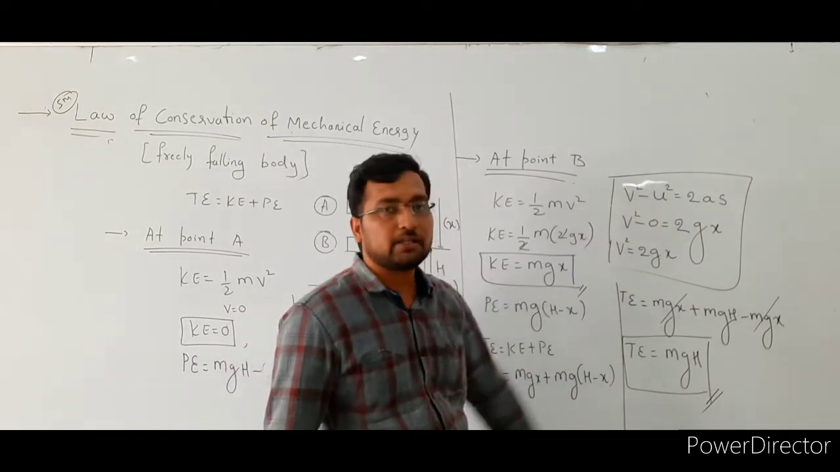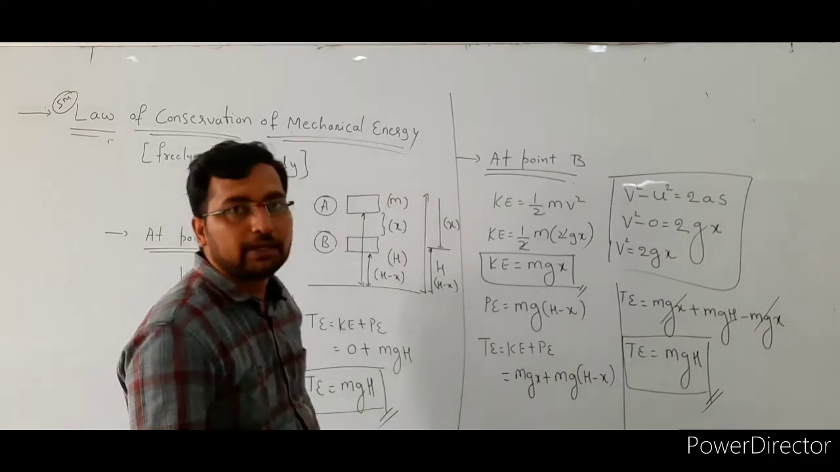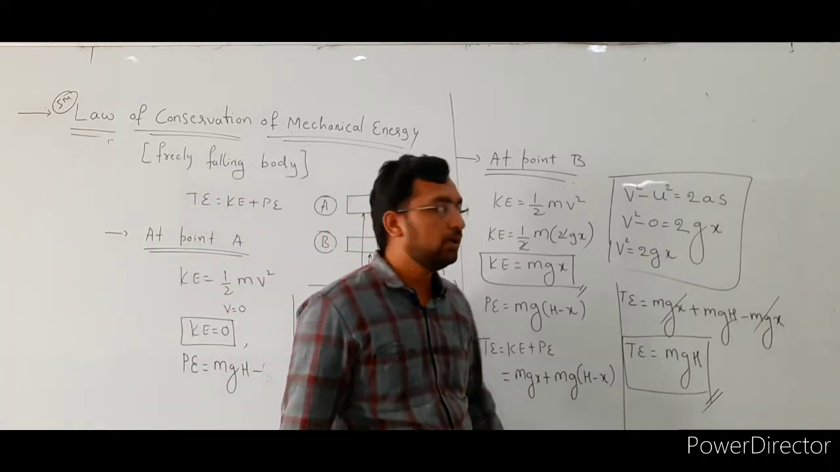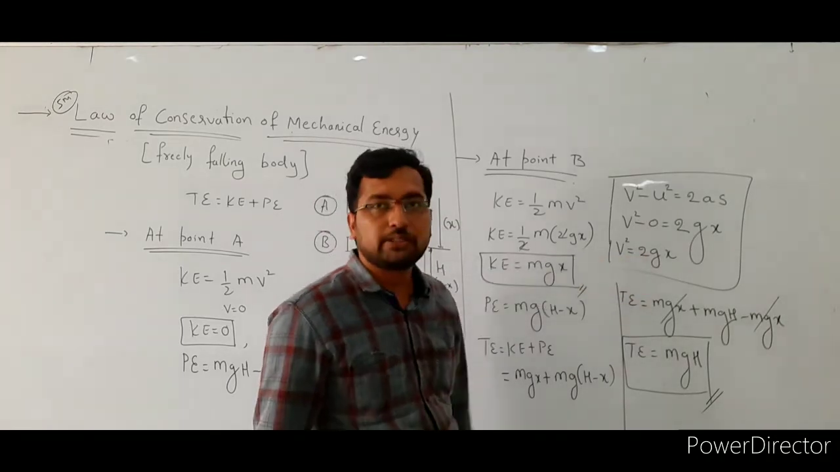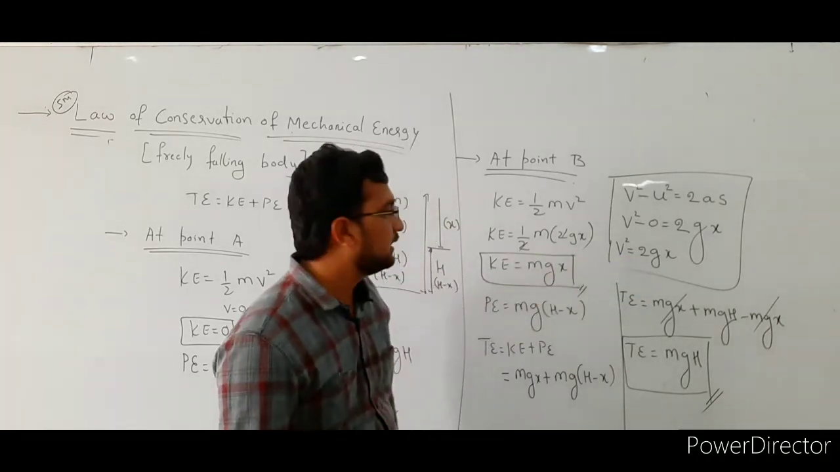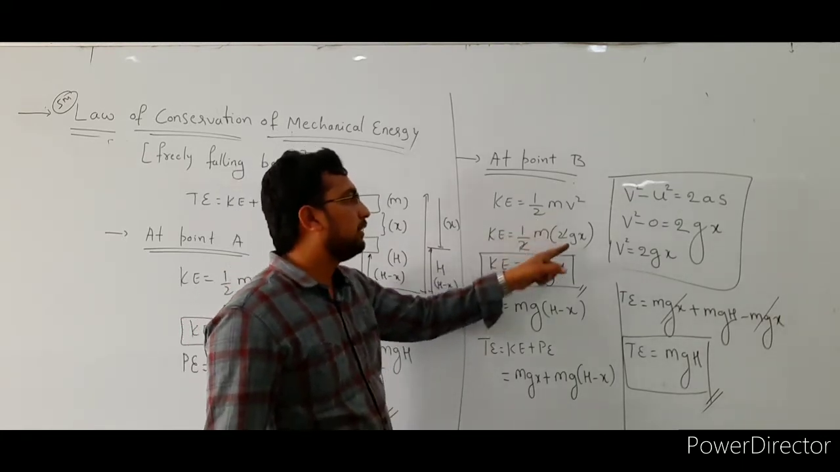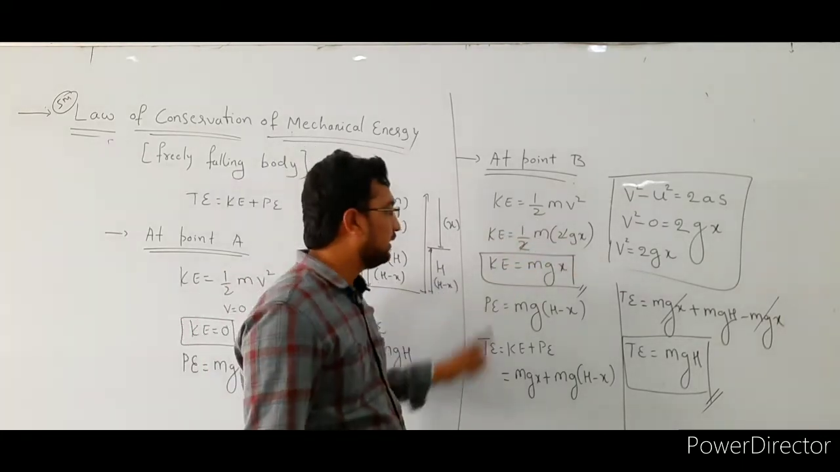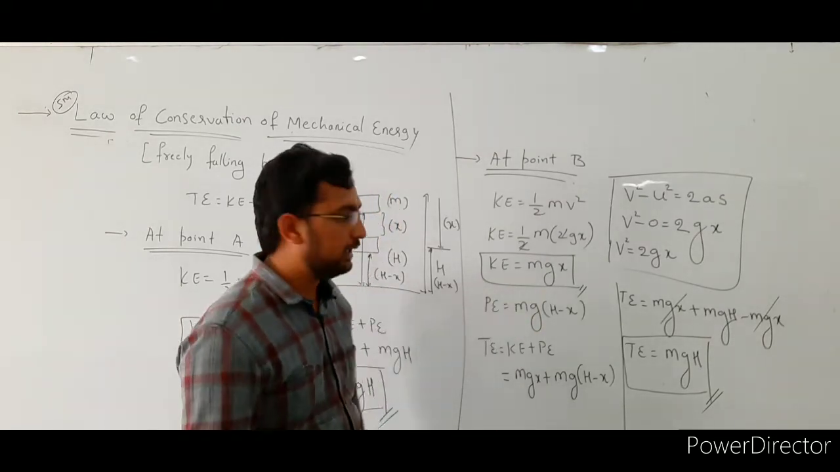Here is the acceleration of the body. In this case, that body is moving in a vertical direction, so we consider the acceleration due to gravity. Okay, then v square is equal to 2gx. Substitute the v value in this case. Here kinetic energy equals 1 by 2 mass, v square value is 2gx, the 2 get cancelled, then the kinetic energy is equal to mgx.